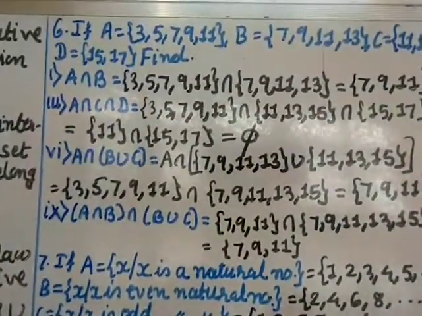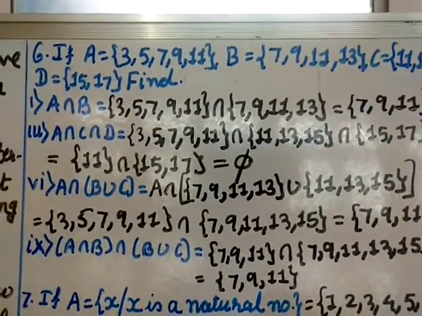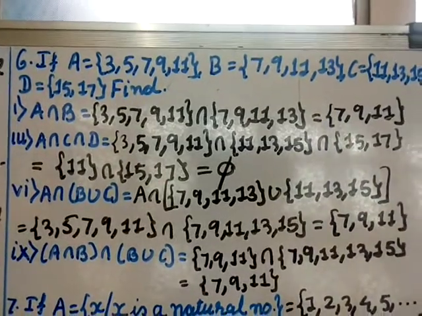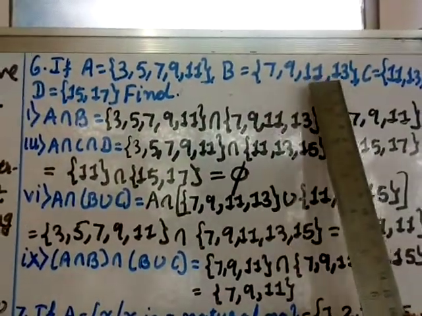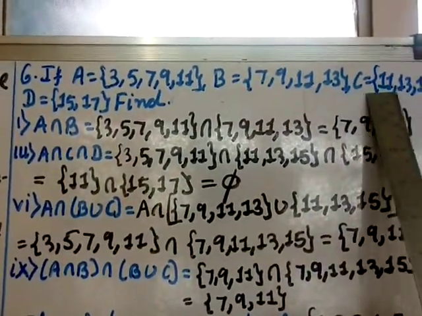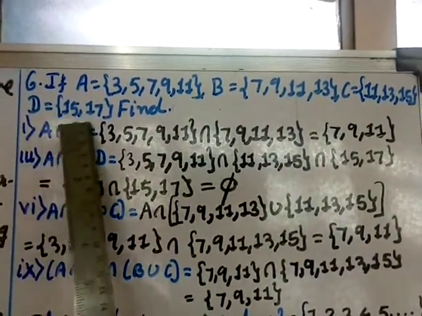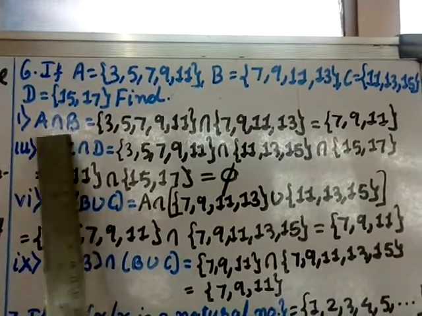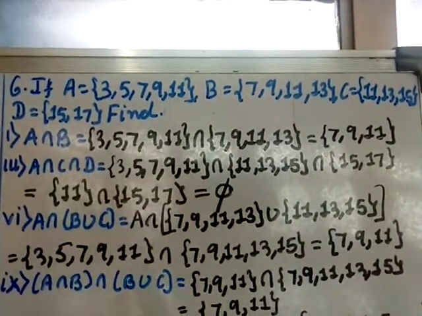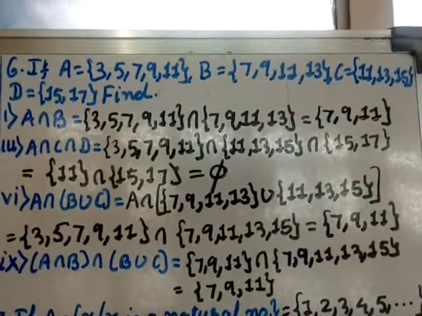Question number 6. If A is equal to 3, 5, 7, 9, 11, B is equal to 7, 9, 11, 13, C is equal to 11, 13, 15, D is equal to 15, 17. Find A intersection B. So intersection now. Intersection means only the common elements from both the sets.